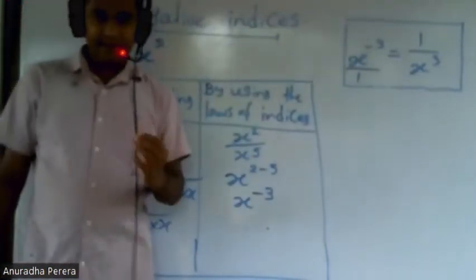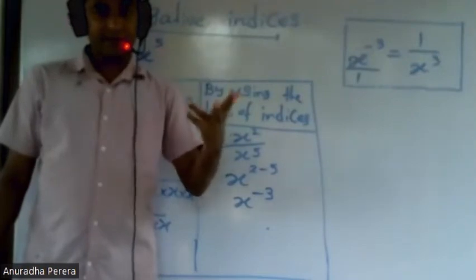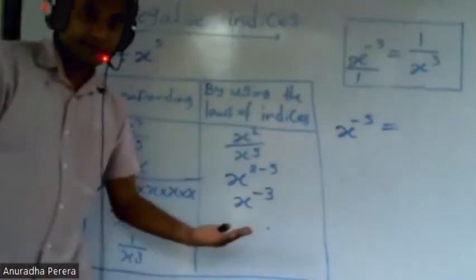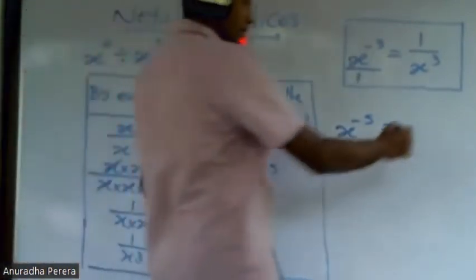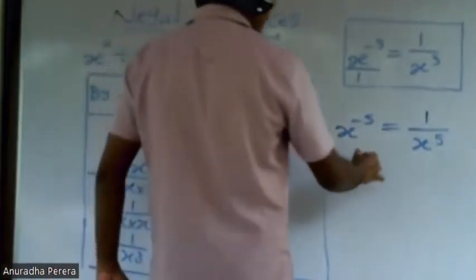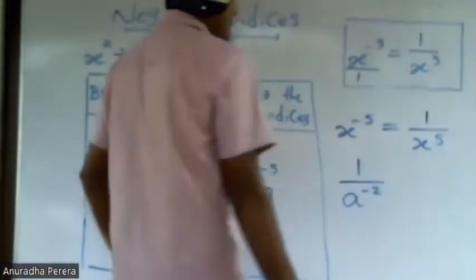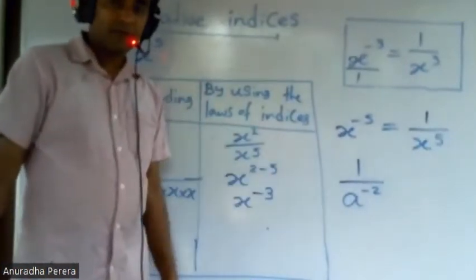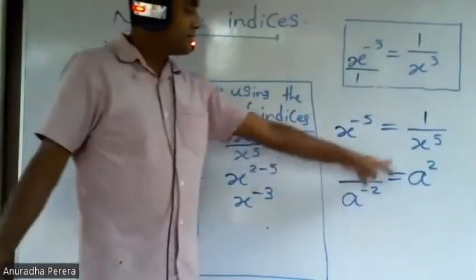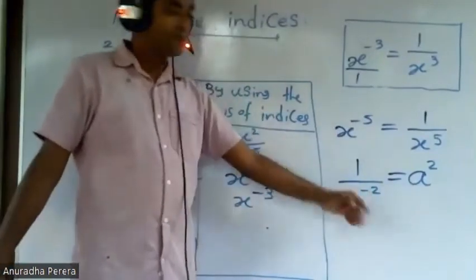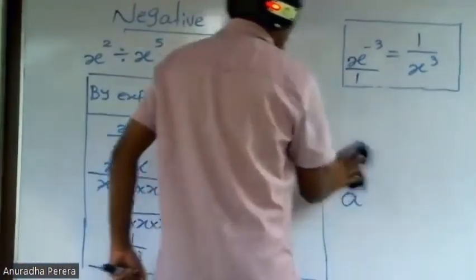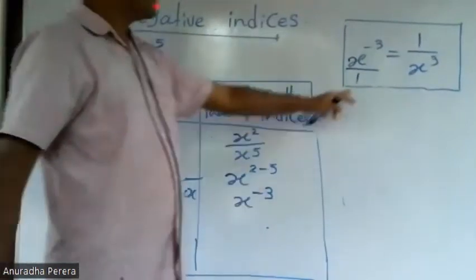If there is a negative index, write it as a positive index. X to the power minus 5. How can you write this? Tell me how to write it as a positive index. 1 over x to the power 5. Yes. The same thing. 1 over a to the power minus 2. You can write this as a positive index. How? A to the power 2. This goes to the numerator. A to the power 2. Right? Okay. Write this. After writing this one, it's this relationship.